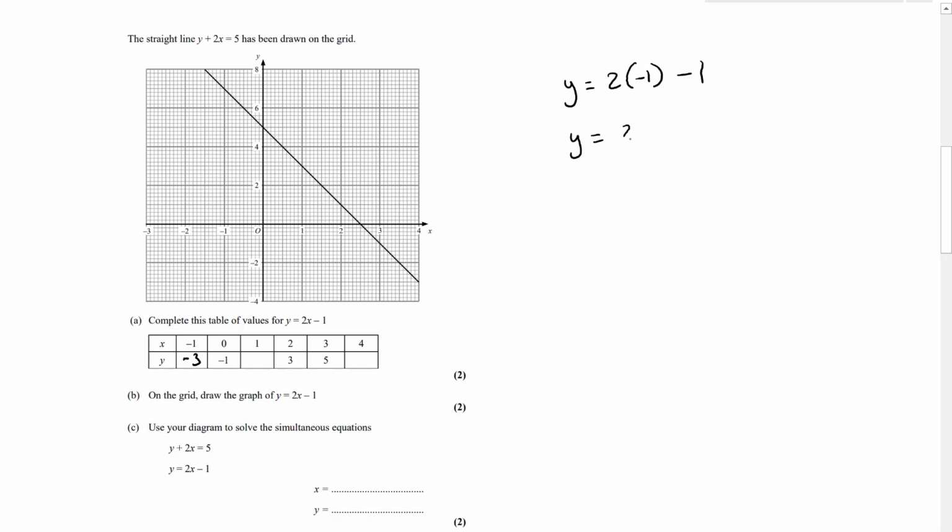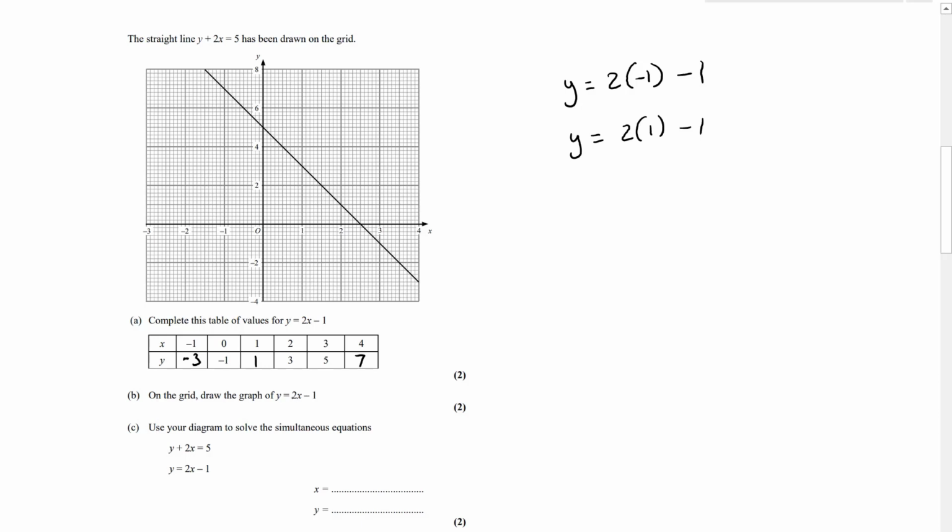y equals 2 times 1 minus 1. That's going to be equal to 1. And you can notice now each time I'm just adding what the gradient is. And the gradient in this case is 2, so up here 5 plus the 2 is going to give me a 7. So I've completed that table then.